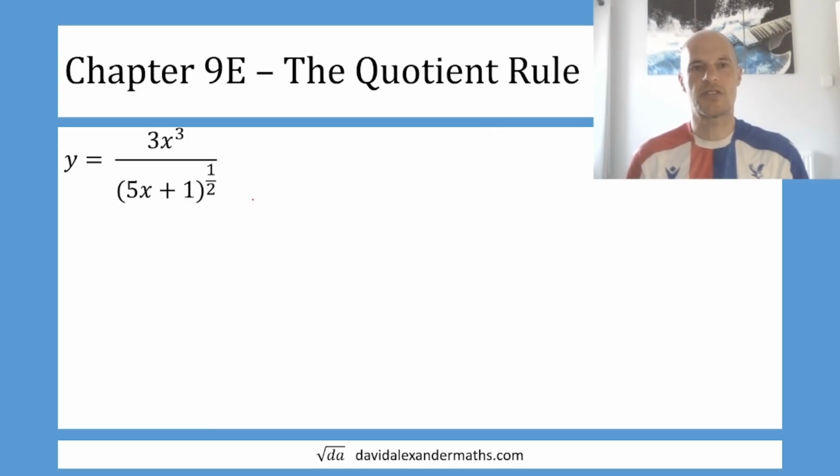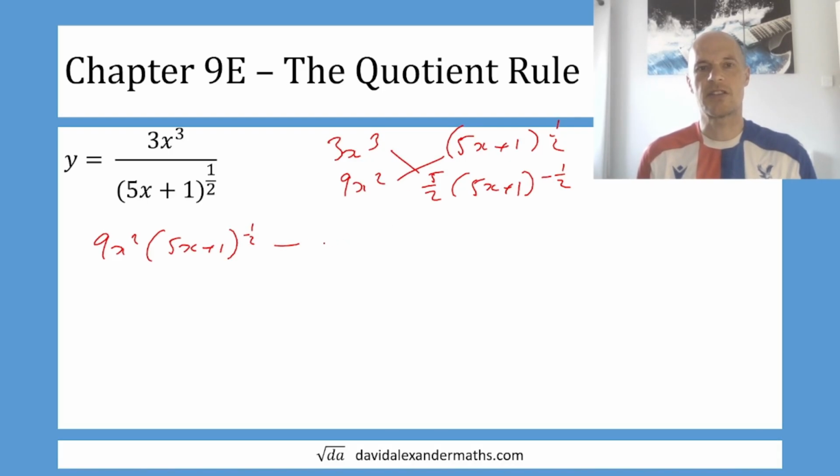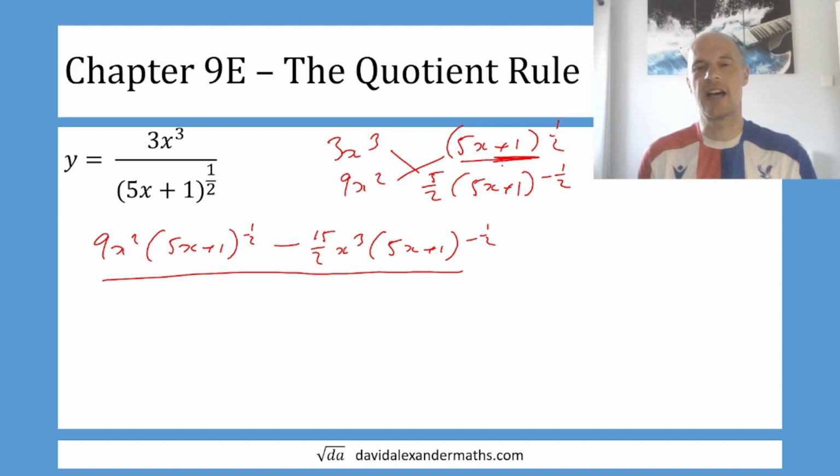Okay, here's another example, but it's got some slightly annoying powers. So 3x cubed differentiates to 9x squared. The 5x plus 1 to the power of 1 half will differentiate to 5 over 2 lots of 5x plus 1 to the negative half. So let's just do our usual. So that is 9x squared lots of 5x plus 1 to the power of 1 half. Take away, and that's going to be 15 over 2 x cubed 5x plus 1 to the power of minus 1 half, and that is going to be all over the top right squared, and 5x plus 1 to the power of a half squared is 5x plus 1.